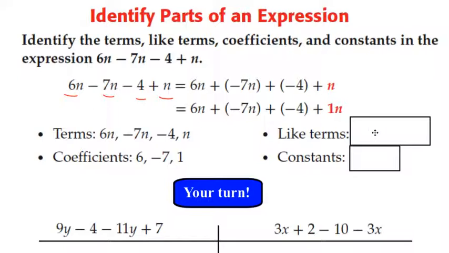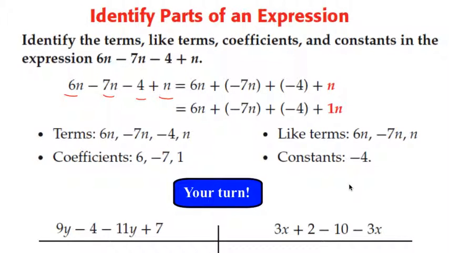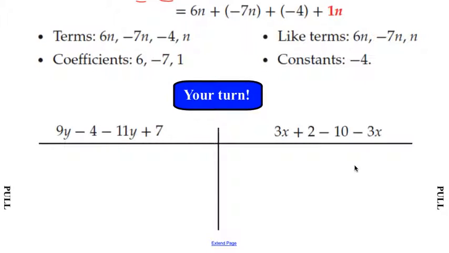Which terms are like terms? Well, the like terms are 6n, minus 7n, and n. And which one is the constant? Negative 4 is the constant. Okay, remember the constant is the one that doesn't have a letter with it.